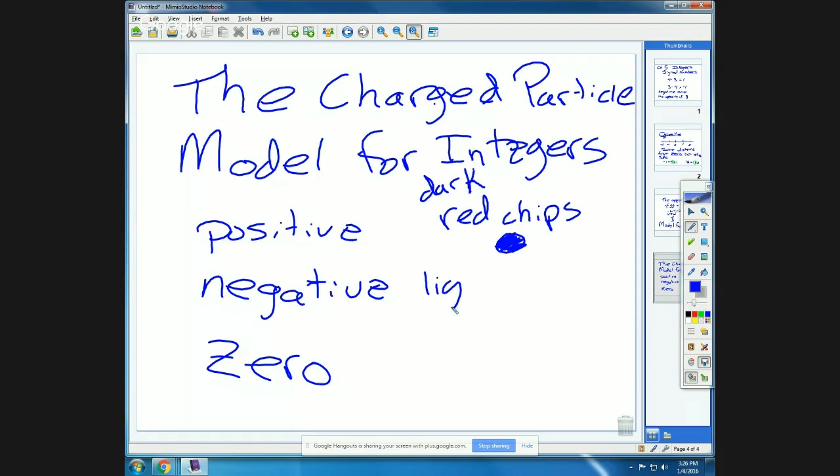And then the light chips are, I draw them like that. And then the thing is, well, how do we represent zero? And so the idea with the charges is a positive and negative charge cancel each other out to be no charge. And that's what zero is. So zero is no charge, which can also be written as a dark and a light chip together.